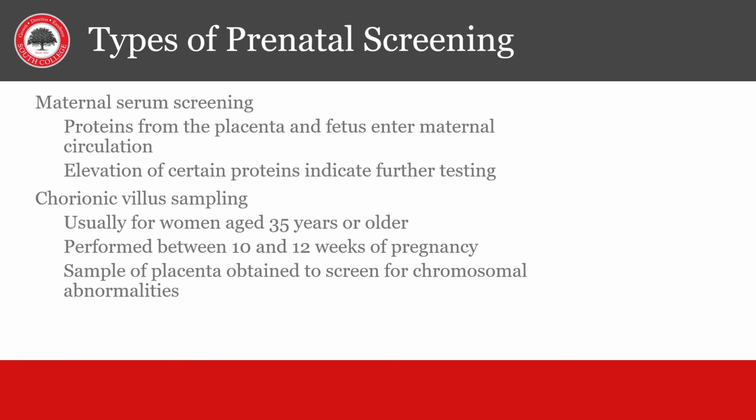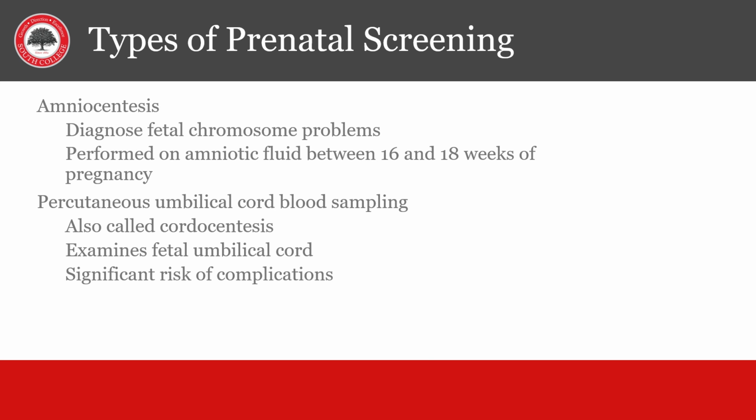You can check the blood of the mother, but this is not as accurate as getting blood from the fetus. You can get a sample of the placenta, but this too is not as accurate as going to the source. Amniocentesis will get cells from the fetus by getting amniotic fluid. The best method, though, is percutaneous umbilical cord blood sampling, which will get fetal blood, but it does come at some risk.